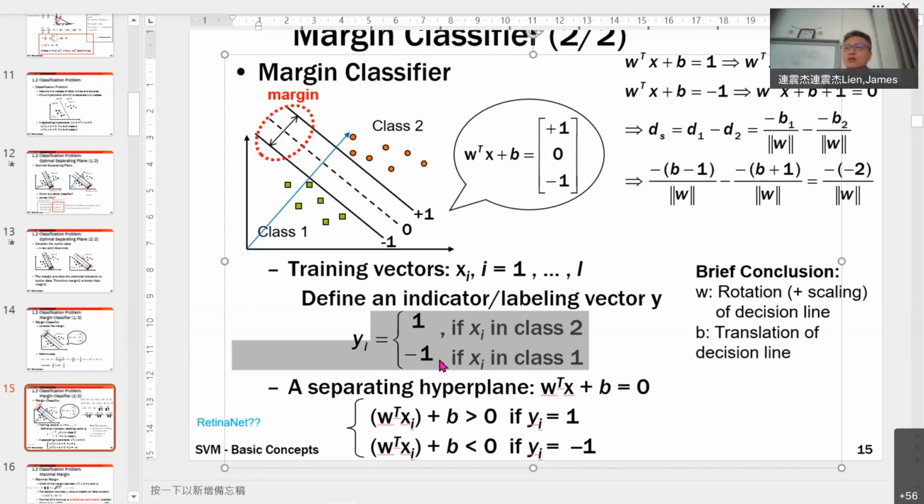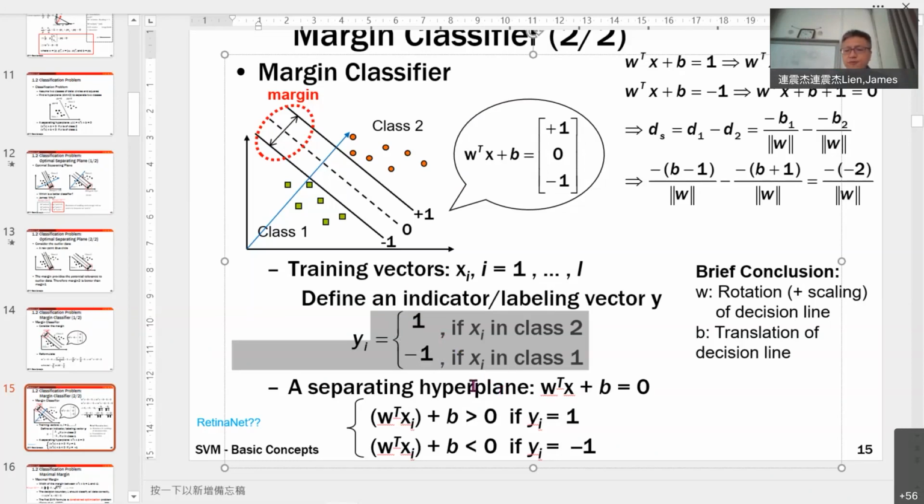Before RetinaNet, we do labeling. 1 is what we need and 0. Okay, but RetinaNet, based on the support vector machine concept, they use this. They feel that's wrong. It's better to use 1 and minus 1, and they have a better result. So when we talk about RetinaNet, we'll mention this one.